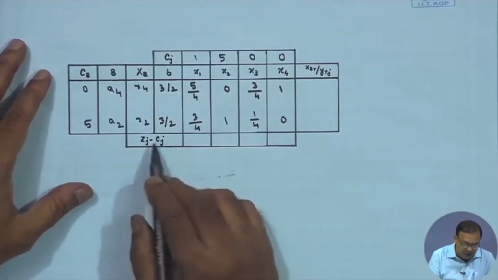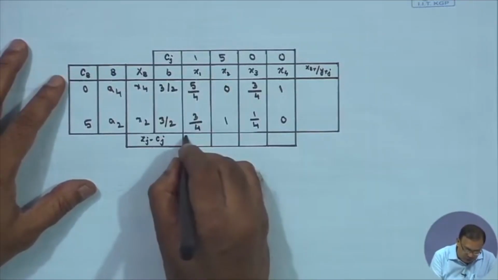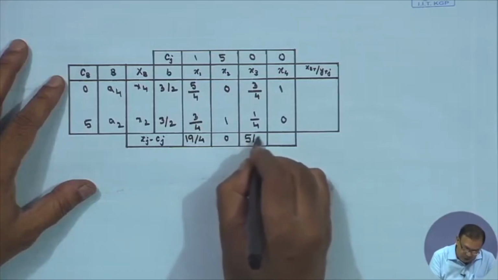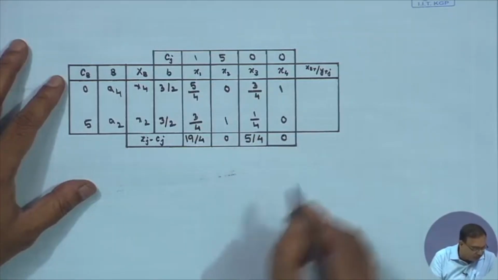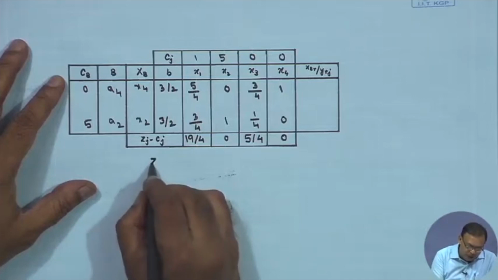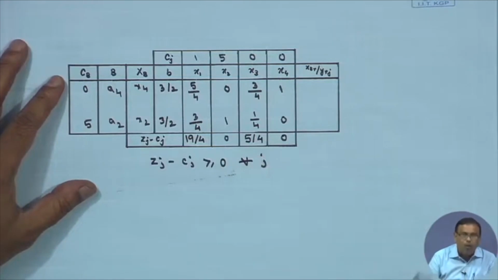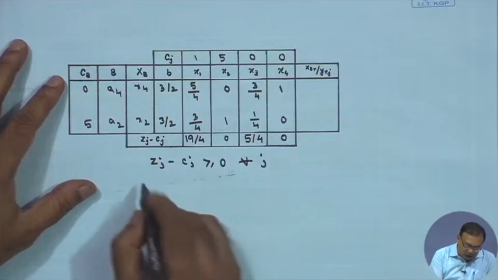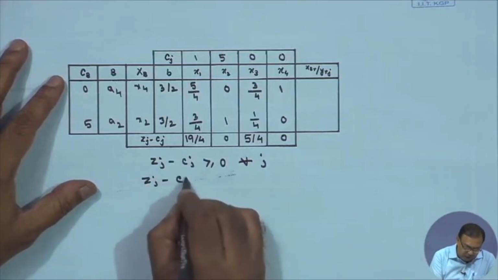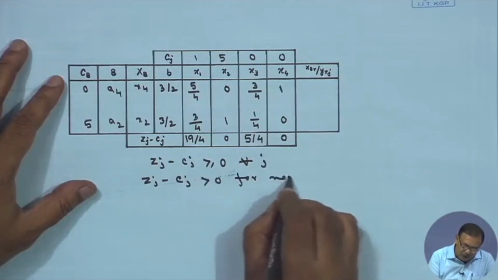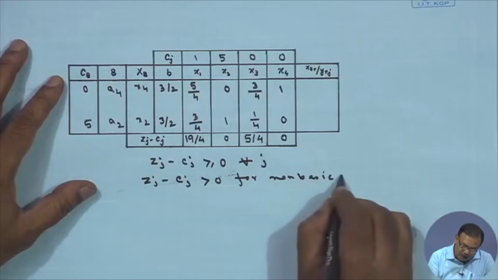If you calculate the Zj minus Cj value, you will obtain 19 by 4, 0, 5 by 4 and 0. Now, you see here your Zj minus Cj is greater than or equal to 0 for all j, and I am just writing, Zj minus Cj is greater than 0 for non-basic variables.